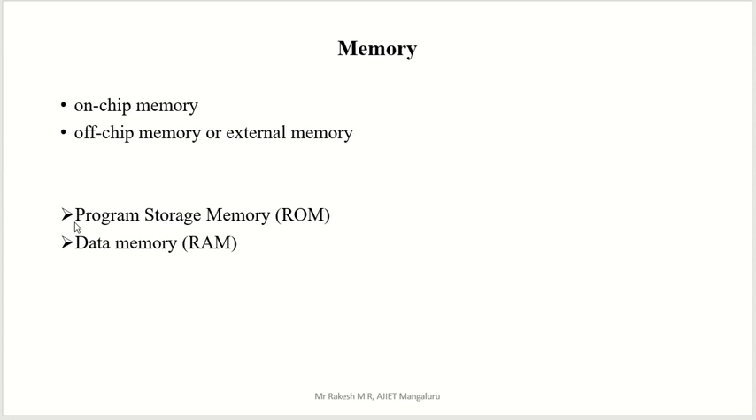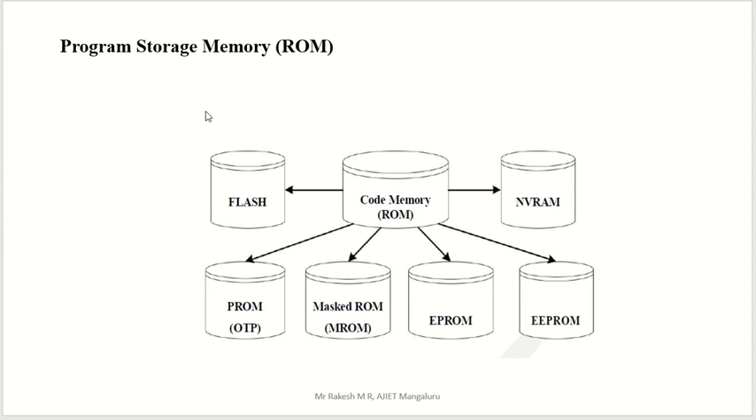Here we have the normal difference, that is primary memory and secondary memory. In primary memory again we have two types, that is program storage memory, that is ROM, and RAM. ROM full form is read only memory, RAM full form is random access memory. We are going to discuss ROM and RAM in the next slides. Also we are going to discuss different types of ROM and different types of RAM.